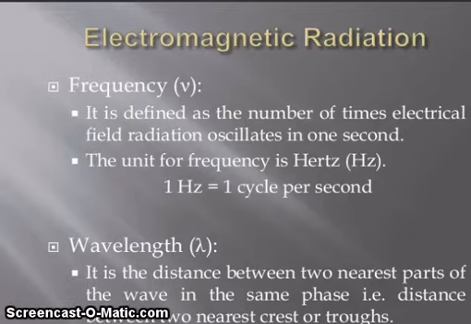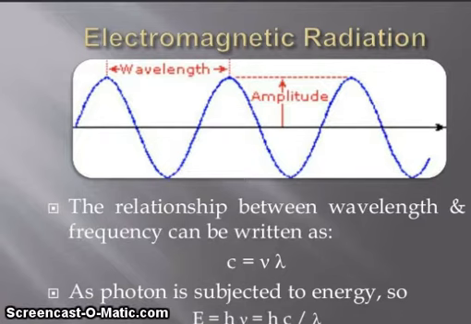Wavelength. It is the distance between two nearest parts of the wave in the same phase, that is, the distance between two nearest crests or troughs. Friends, for electromagnetic radiations you can see here, wavelength and amplitude.